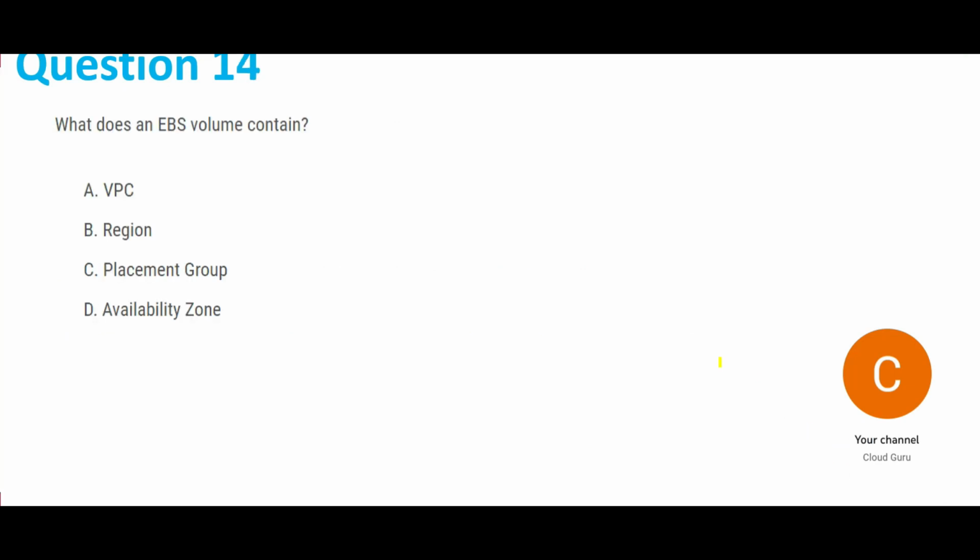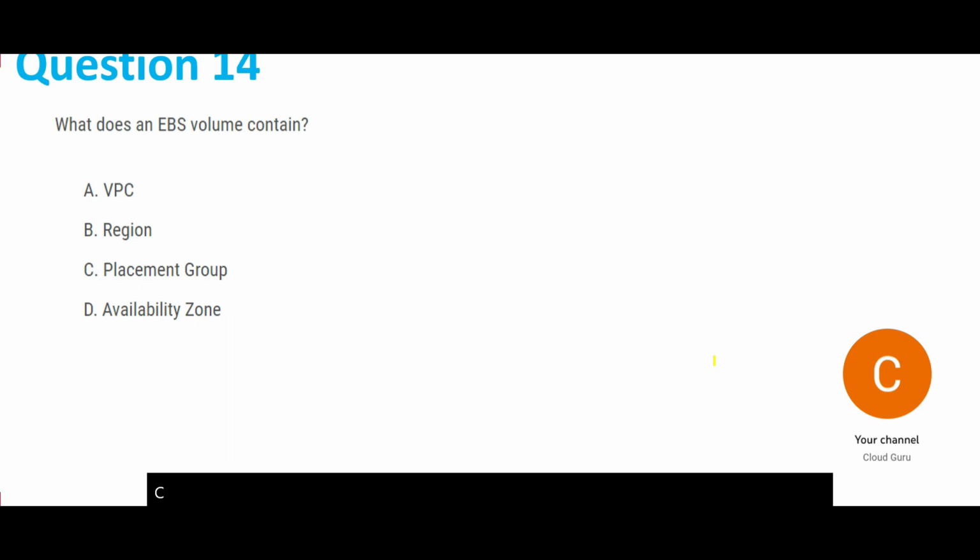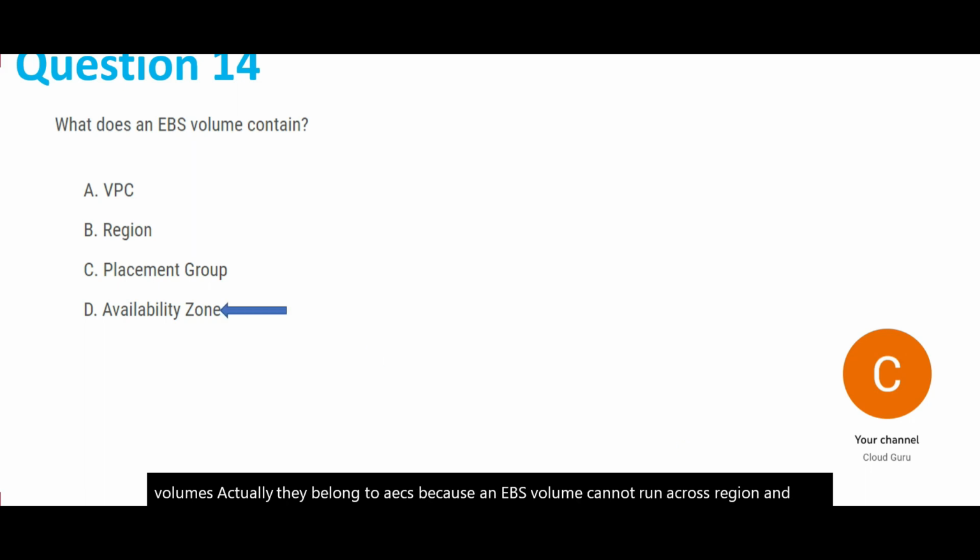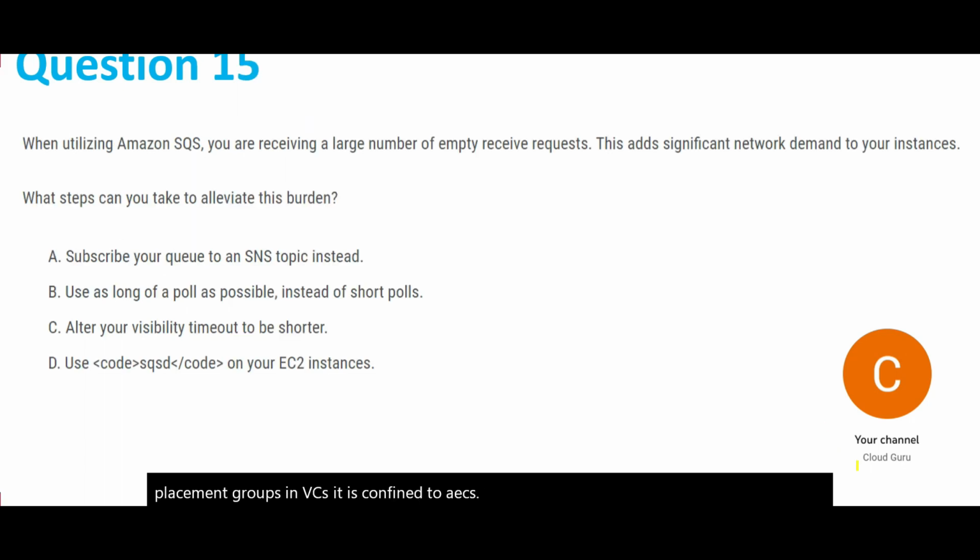See, this question, probably the language is not correct, but if you see the context of this is EBS volumes, they actually belong to AZs, because an EBS volume cannot run across regions, placement groups and VPCs. It is confined to AZs. Hence, this is the final answer. Let's look at the last question for this video.